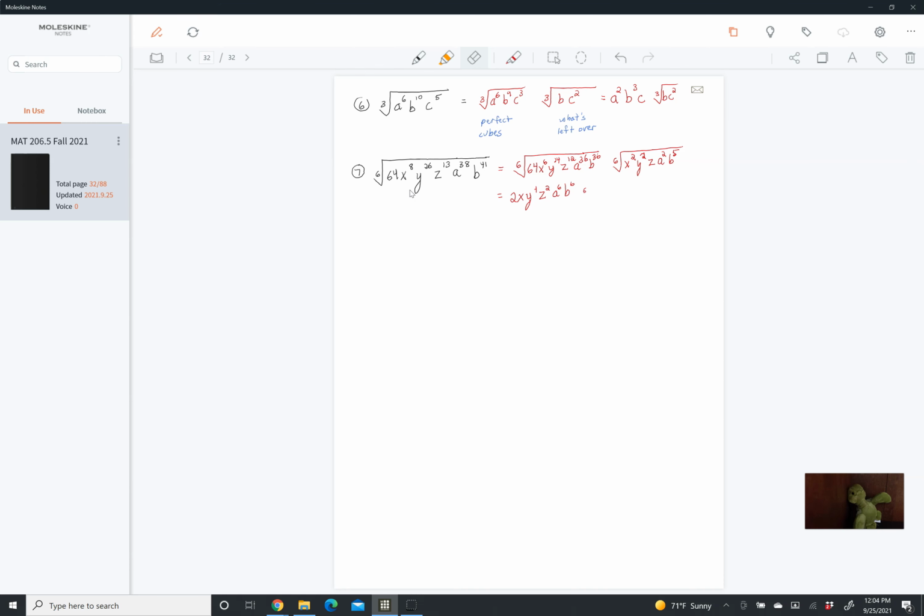And now we just have the 6th root that we have to write. And under that radical is x squared, y squared, z, a squared, b to the 5th. That's a 5 there. Okay, and that's it. Let's do another one.